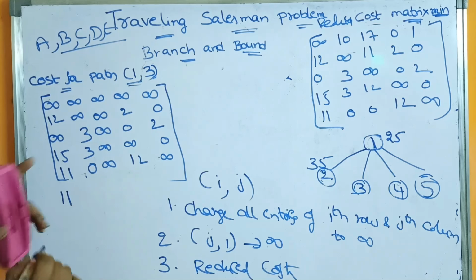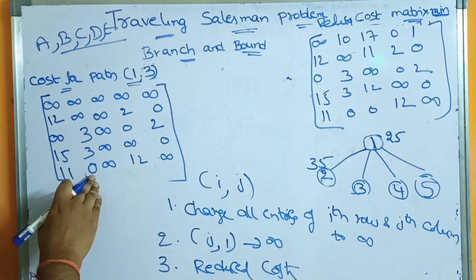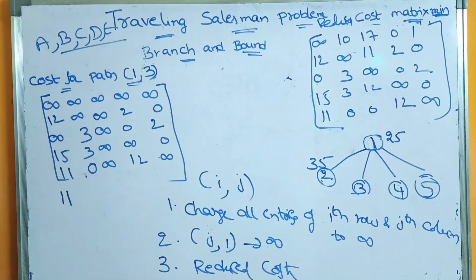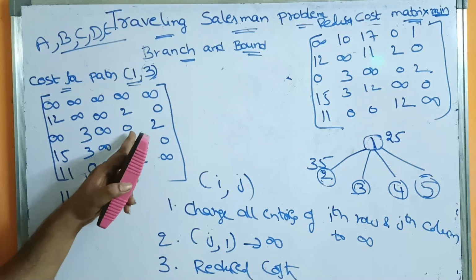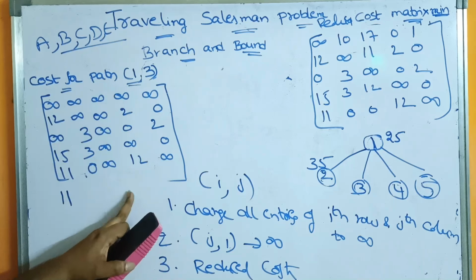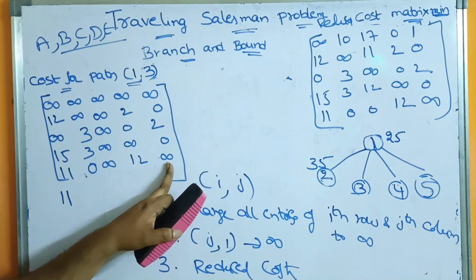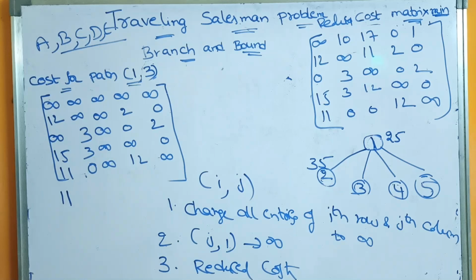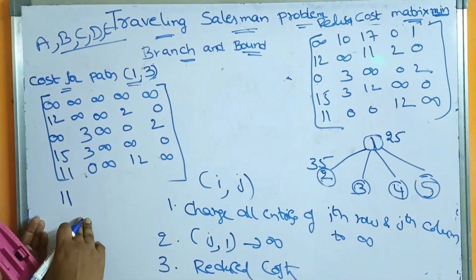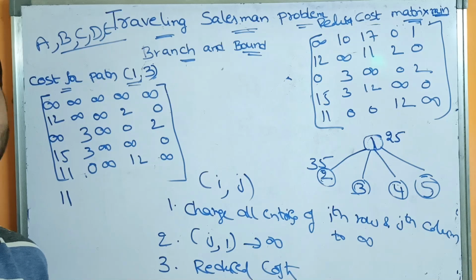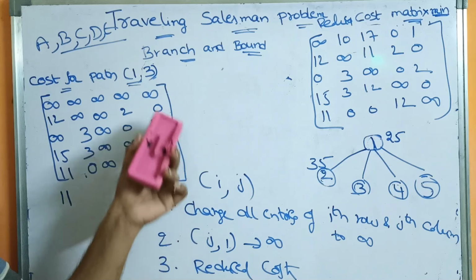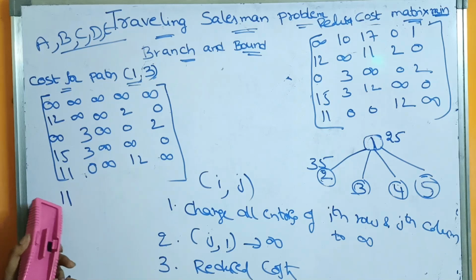It is 11. If we observe the second column, we have one entry as 0, so it is already in column reduction format. The next column has all infinities, so there is no problem. In the remaining columns one of the entries is 0, so there is no problem. So what is the cost here? Reduced cost is nothing but row reduction plus column reduction. Row reduction value is 0, whereas column reduction value is 11.